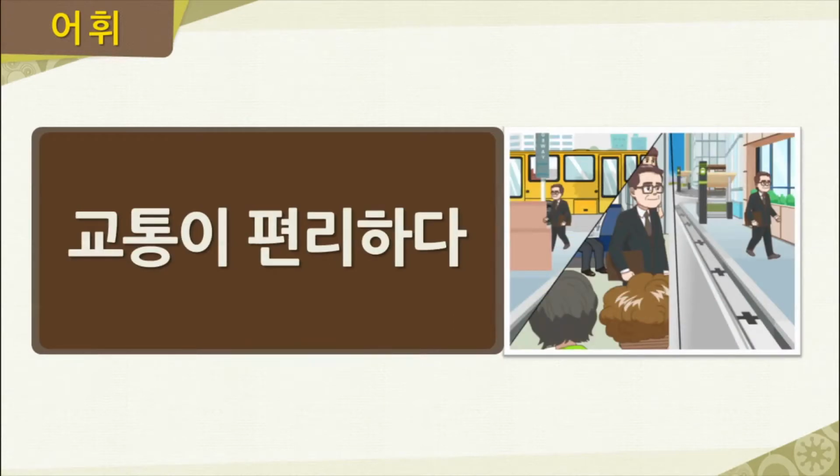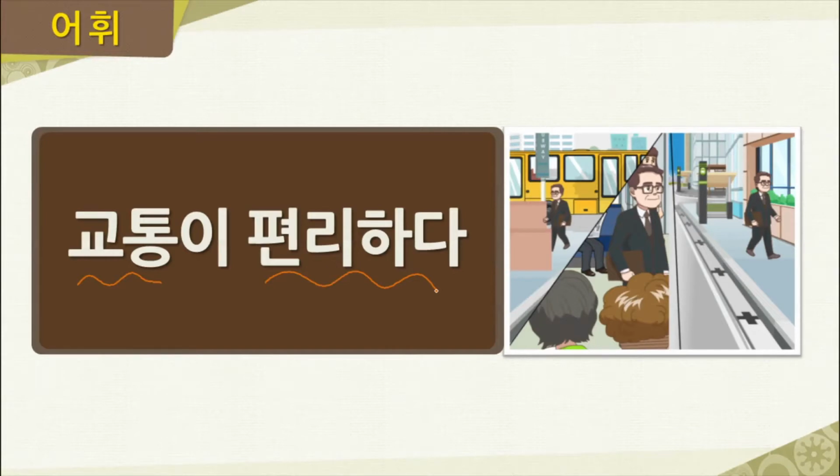Our next phrase here is 교통이 편리하다. Now please read along and repeat after me. 교통이 편리하다. Now here, this word 교통 means traffic or transportation, like the subway and bus. And here, 편리하다 means convenient. So if you put them together, you can see that it means the transportation is convenient.